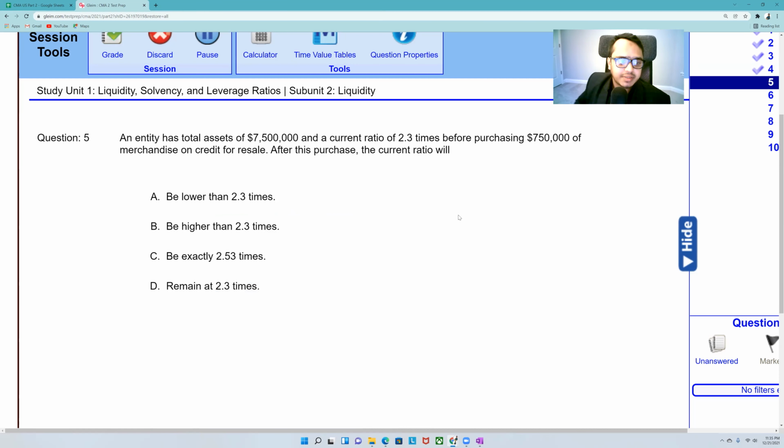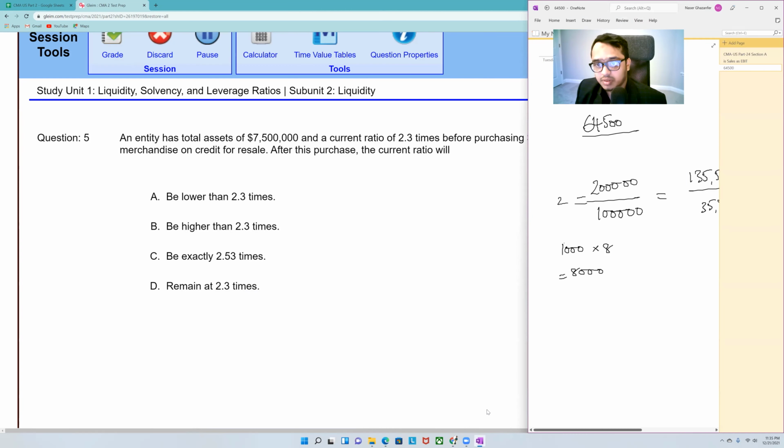Okay. Next, an entity has total assets of 7.5 million and a current ratio of 2.3 times before purchasing 750,000 of merchandise on credit for resale. After this purchase, the current ratio will be: lower than 2.3 times, higher than 2.3 times, exactly 2.53 times, or remain at 2.3 times. So let me just open this up. What is happening here?